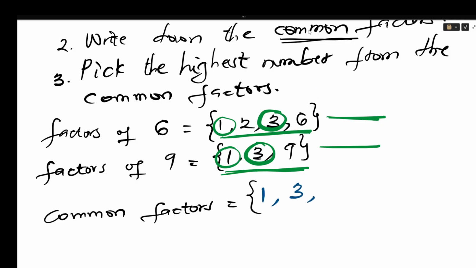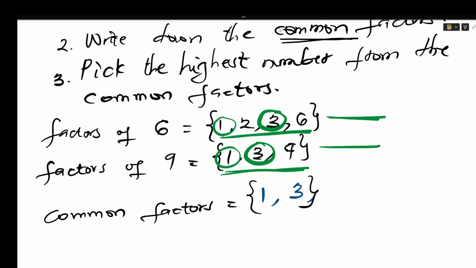We see 6, but we don't see 6 here, so it's not part of the common factors. And the last one, we see 9, but we don't see 9 here. So I have only 1 and 3 as my common factors. After listing the factors of the given numbers, you pick out the common factors.